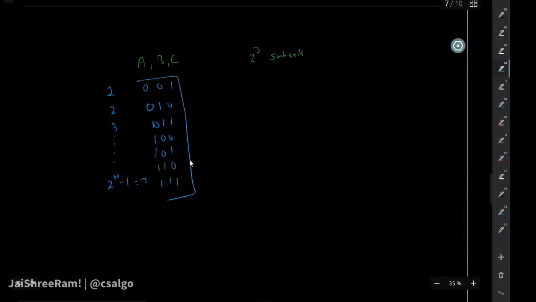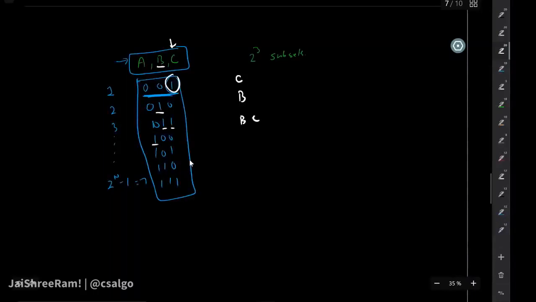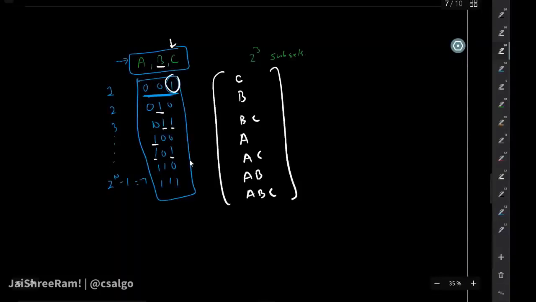If you take a particular number from here and the corresponding characters from here, and you choose characters according to the set bits: for example, if you have a 1 here, you will choose C, so you will get C as a subset. You have 1 here, you will choose B, you will get B. You have 1 here, you will get B and C. You have 1, you will get A. From here you will get AC, from here you will get AB, and from here you will get ABC. So this is what all subsets are going to do.